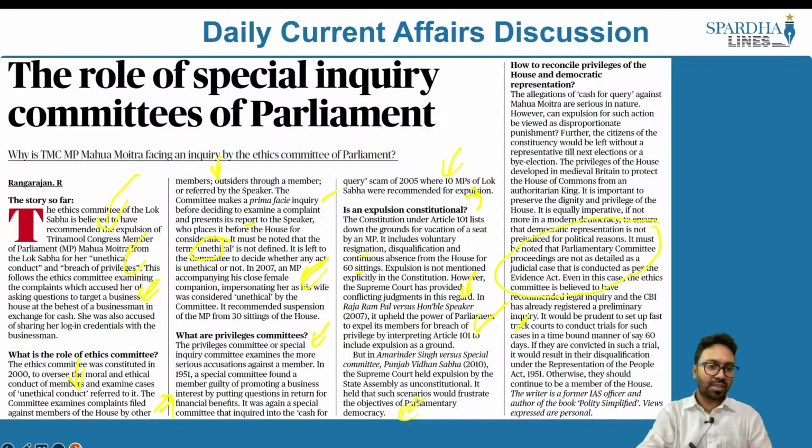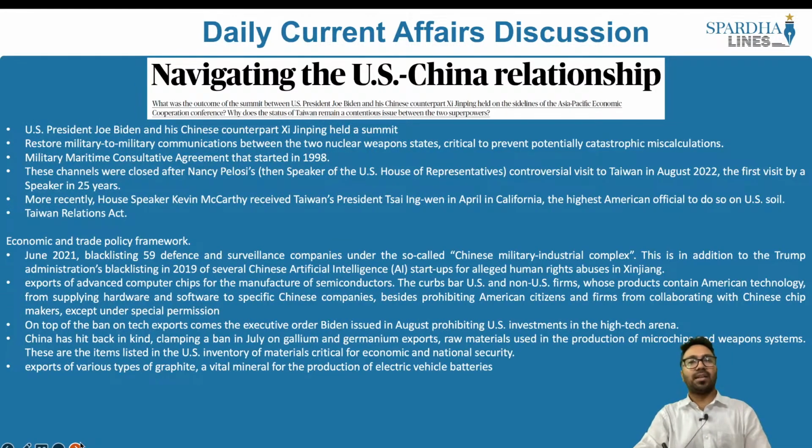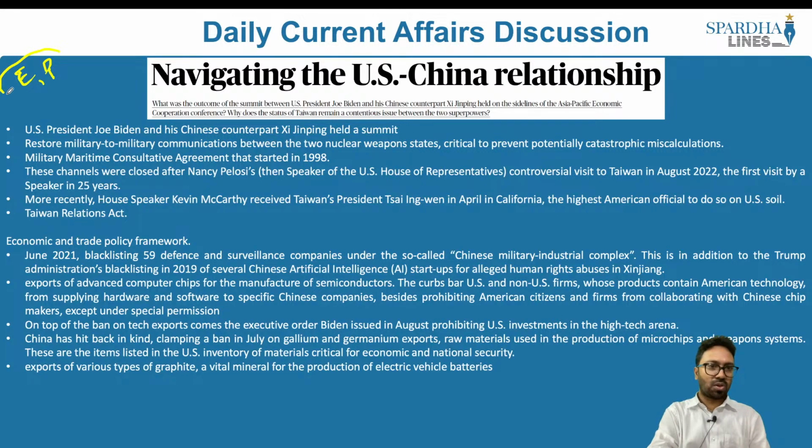Now let's look into the next article. This article says navigating the U.S.-China relationship. What is this article speaking about? The article here is speaking about the economic relationship between China and the United States, the political relationship between the USA and China, and ultimately there is a cause of concern between these two countries, and if it escalates further, there could be issues that would surface for the global community. That is what this article is all about.